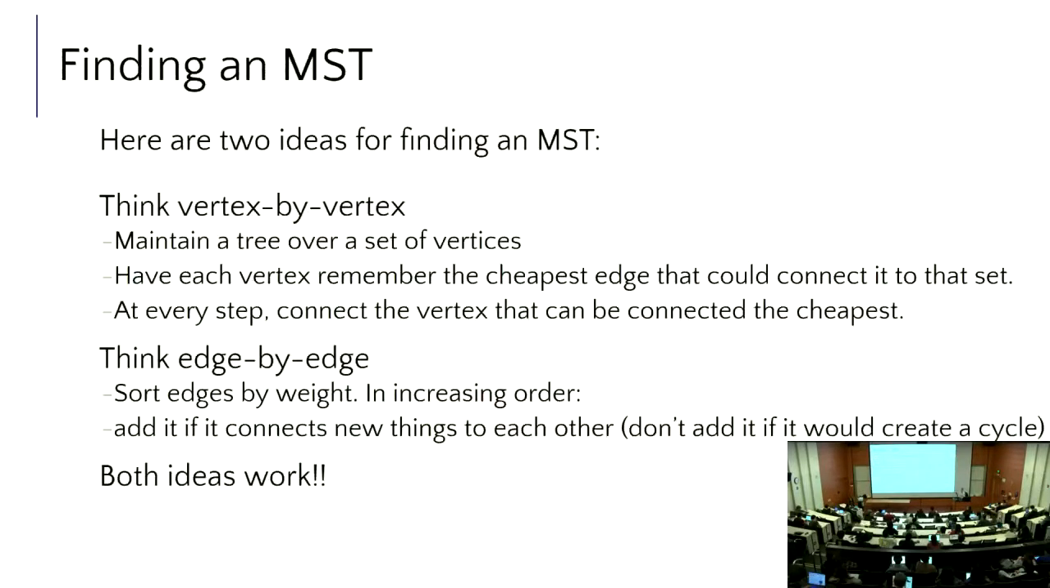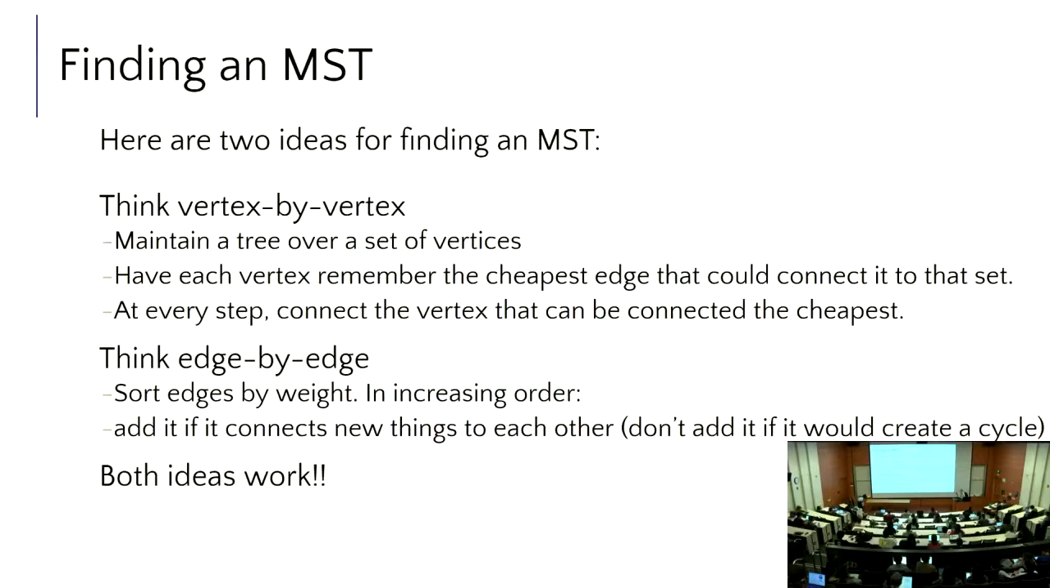Okay. So if we're okay with what an MST is, how on earth do we find it? So there's 2 different approaches. You could think vertex by vertex. You could maintain a tree over a set of vertices and have each vertex remember the cheapest edge that could connect it to the set, and then at each step be like, hey, are you already connected? What's your cheapest edge? Include you in.